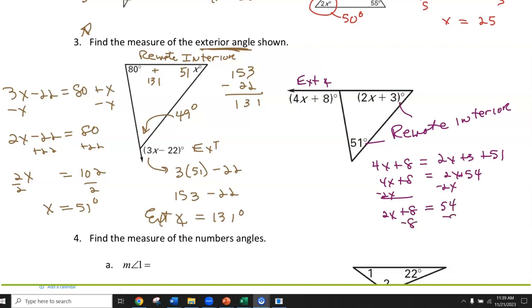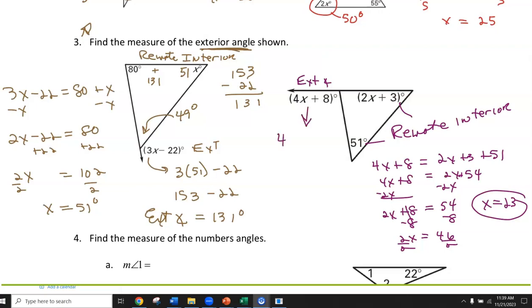Subtract 8. Do that work, and this 8's gone. So 2x equals 46. Divide by 2. x equals 23. Again, we are not done because they want to know what is the exterior angle.